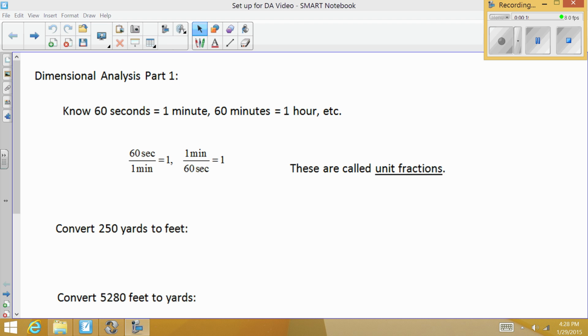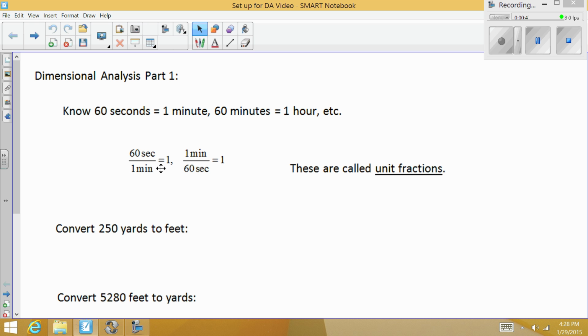So to start off, let's look at some simple conversions that we're probably all familiar with. We know 60 seconds is the same as 1 minute, 60 minutes is the same as 1 hour, and there are lots and lots of conversions like this. So the idea of a unit fraction, since 60 seconds does equal 1 minute, 60 seconds divided by 1 minute is going to equal 1 because these are equal to each other, just like 3 divided by 3 is 1.